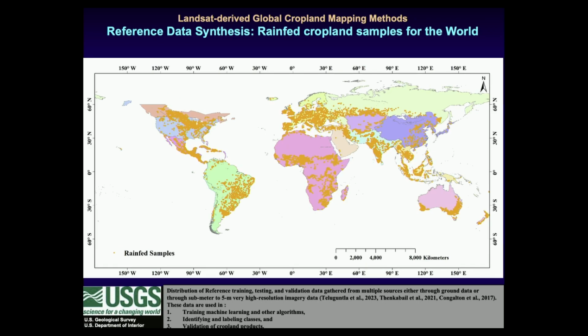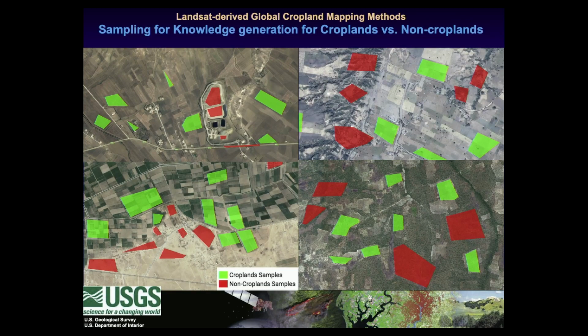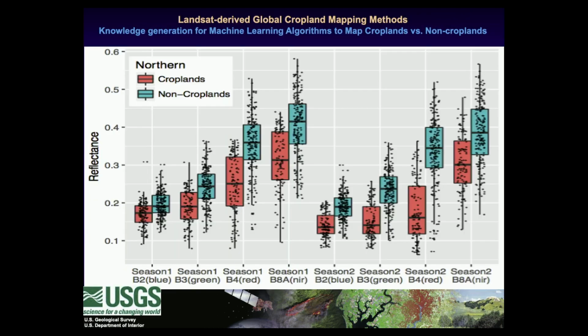But you can also see all the rain-fed croplands. You see here all the Midwest and Canada rain-fed cropland data points. So these data points are very important. Once we get those data points, we do what we call training. So we say this is cropland, this is non-cropland, and those kinds of things that we do.